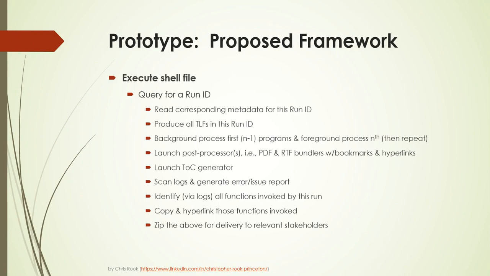Using the proposed framework, a delivery is generated by launching a shell file that will prompt the user for a run ID. The metadata are read for this run ID, and all corresponding TLFs are generated. Based on the number of cores available, we can background process a fixed number of TLFs to save time. Once all outputs are generated, post-processors are launched for bundling, bookmarking, and linking. The table of contents is then generated, as is an issue report from scanning log files. We also use the log files to identify all functions invoked for this run, then copy and hyperlink the code. Lastly, the files are zipped for delivery to relevant stakeholders.